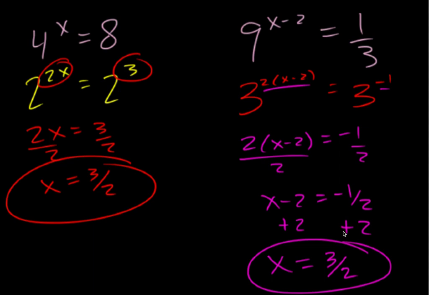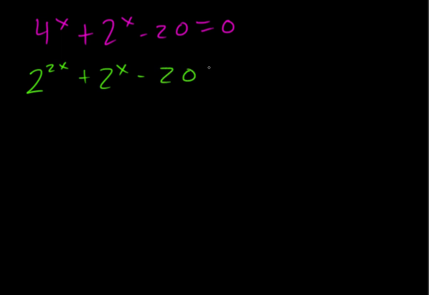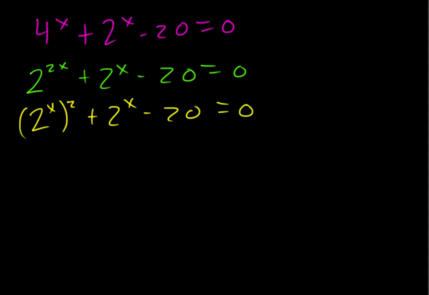Alright. So if you watched the previous video, this method is going to look pretty similar to one of the problems on there. We want these to have the same base, so we're going to write 4 like this, and we can swap those, so we can think of it as 2 to the x squared plus 2 to the x minus 20 equals 0.